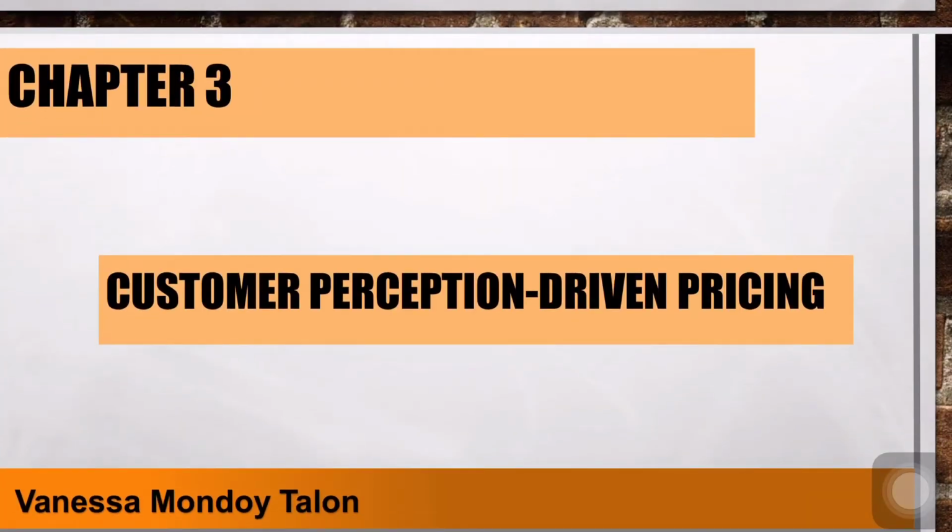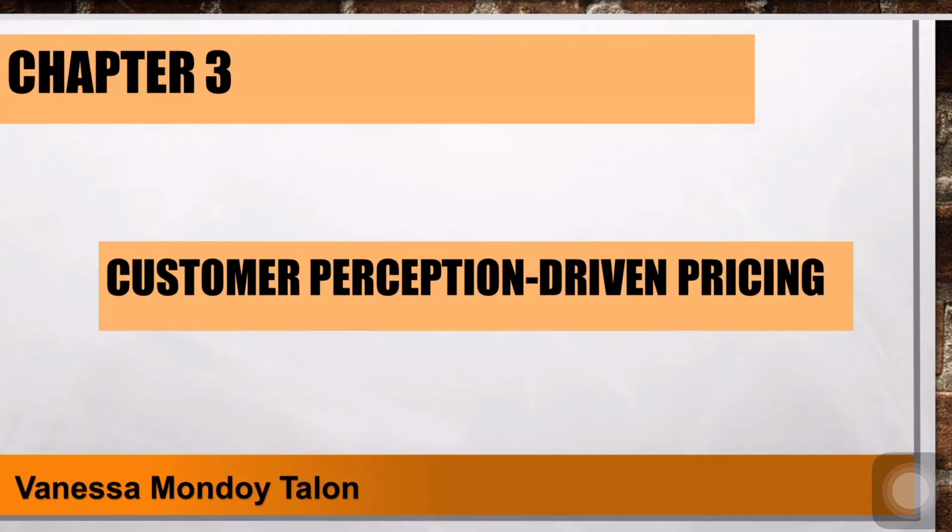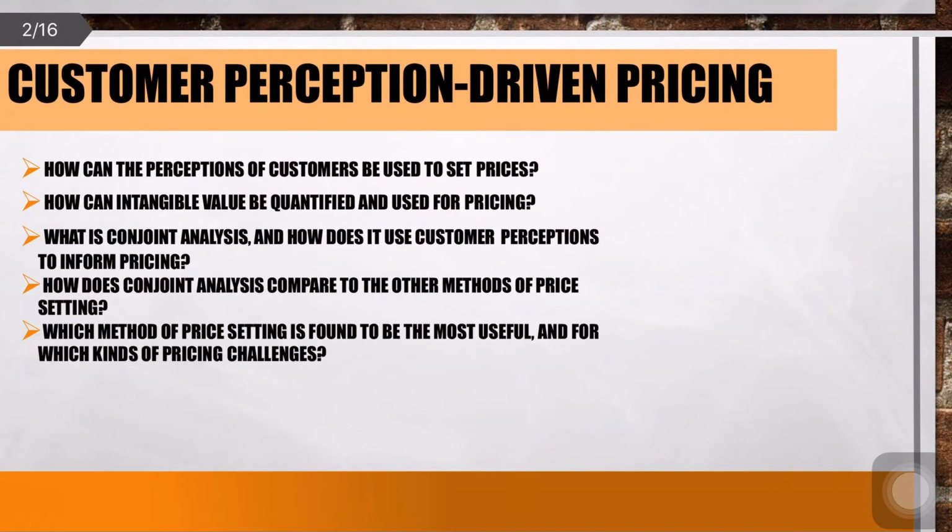I'm the reporter of Chapter 3, Customer Perception Driven Pricing. I will tackle how the perception of customers can be used to set prices. How can intangible value be quantified and used for pricing? What is conjoint analysis and how does it use customer perception to inform pricing? How does conjoint analysis compare to the other methods of price setting? Which method of price setting is found to be the most useful and for which kind of pricing challenges?